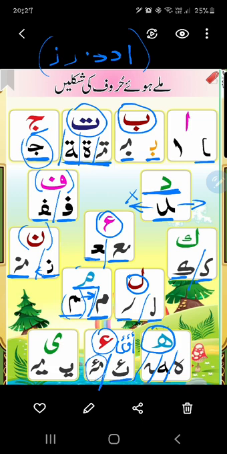Next one, also hamza. Last letter is the ya, and remember I told you that the ya can also be written with two dots underneath, like how we have these two examples.